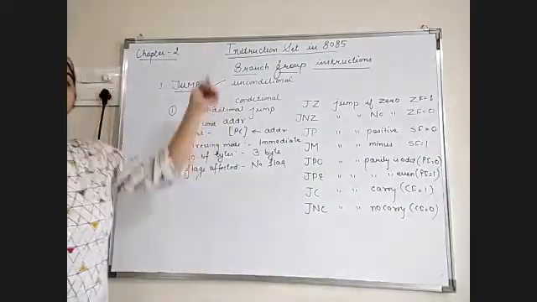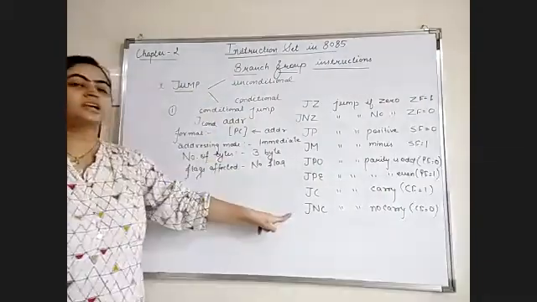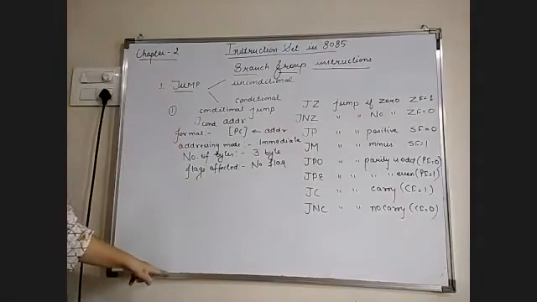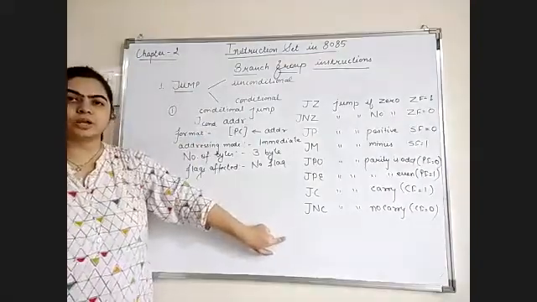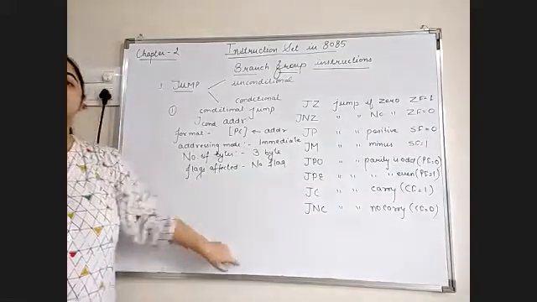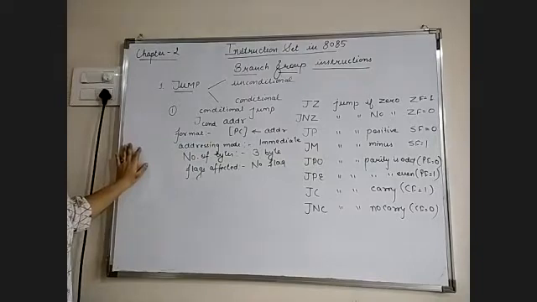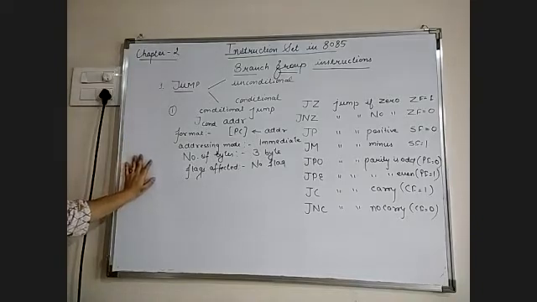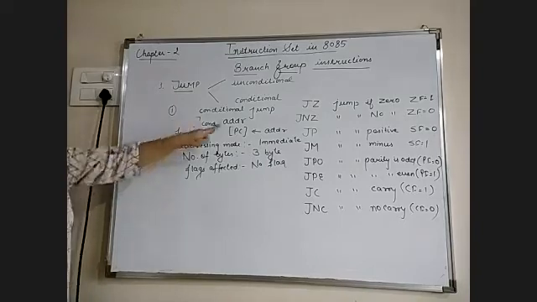So see, we have these 8 jump conditions in 8085. Any of the 8 jump conditions we can use in a program while we are writing the program. So basically these instructions are used in a program. These are very, very important, and we can see how we can apply these instructions in a program. Okay, so this is about the jump condition address.